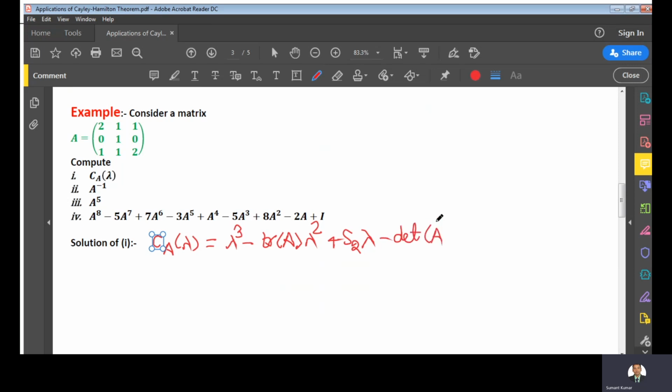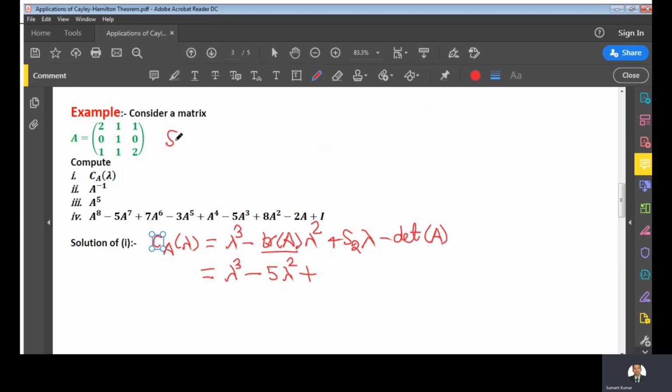I already discussed this formula in one of my videos. You can go to that video and see how to write this formula. So here we have lambda raised to the power 3 minus the trace of this matrix A. You can easily find that the trace of this matrix is 5. So 5 times lambda square plus, now how will you find this S2?